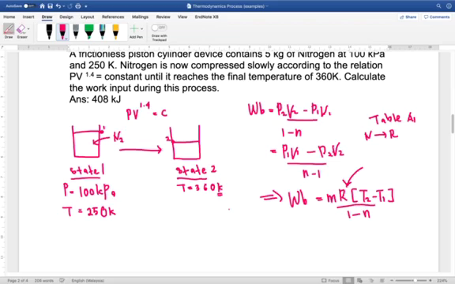Okay, what is n? n is 1.4. So what is the answer? Okay, the answer is minus 408 kilojoule. Okay, the negative sign shows that the volume is decreased.